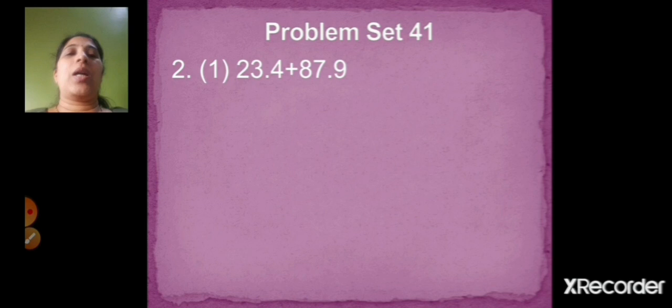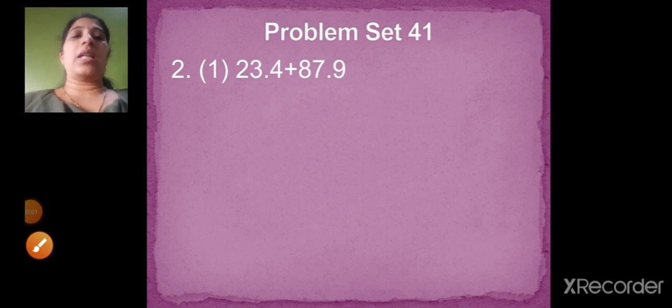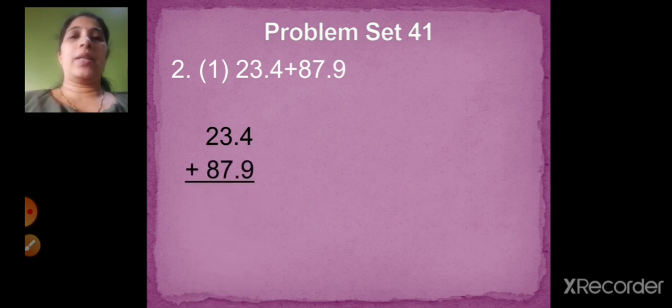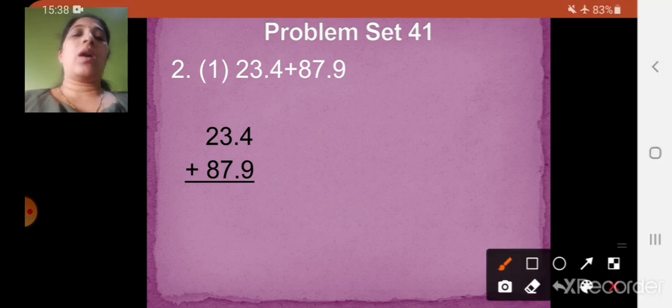Now let's move to the second part of problem set 41, that is the addition. So addition we have to directly do with the numbers. So what is the first one? 23.4 plus 87.9. Right? Now children, this is arranged in the horizontal manner. Now we have to arrange it vertically for carrying out the addition. So what will we do? First we'll take 23.4. Right? What is the next one? 87.9. Right? So now we will carry out the addition.